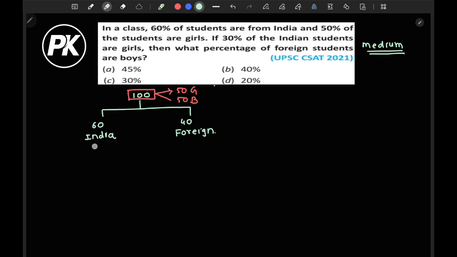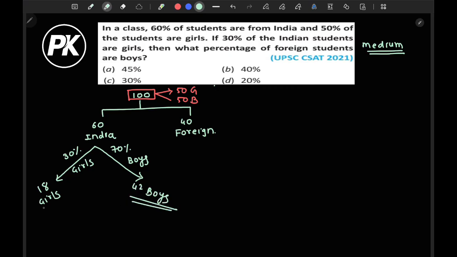Just try to frame the equation. 30 percent of the students are girls, that means the rest 70 percent are boys, right? Now tell me, 6 3s are 18, that means a total of 18 girls, and 7 6s are 42, 42 boys, right? So in India, if I do the classification in terms of boys and girls, we have 18 girls and 42 boys.